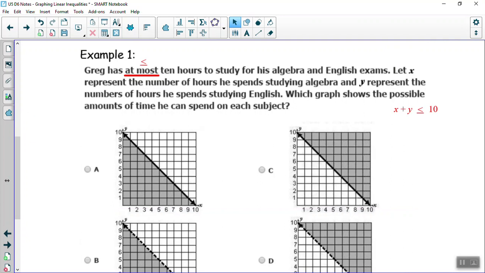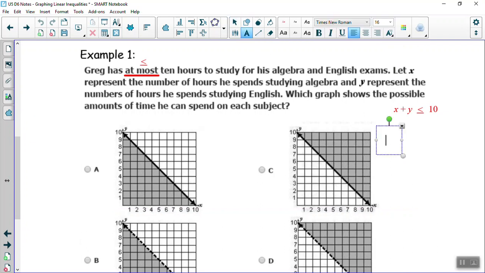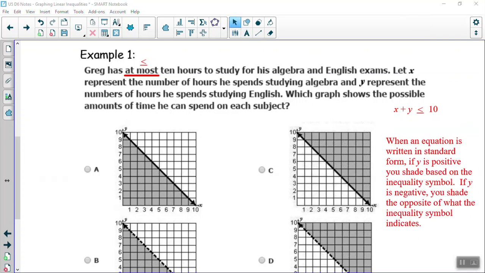All right, so now, a couple little tricks to think about. And as far as shading goes, when an equation is written in standard form, this is a note that you definitely want to write down. Okay? When an equation is written in standard form, if y is positive, you shade based on the inequality symbol. If y is negative, you shade the opposite of what the inequality symbol indicates.